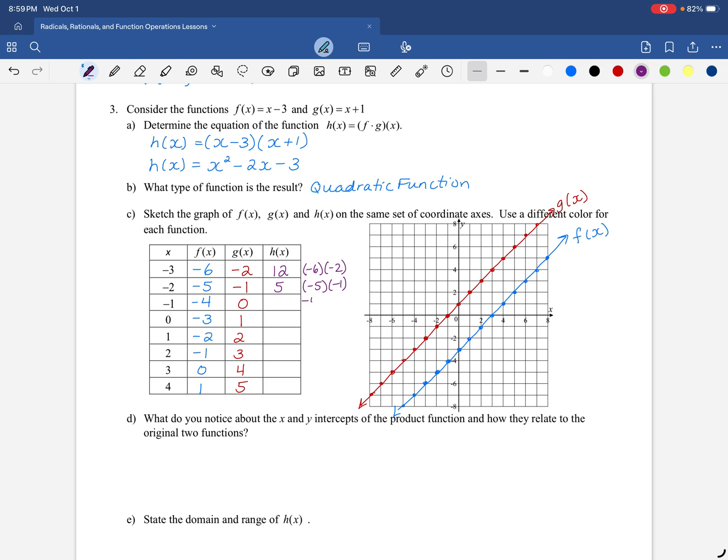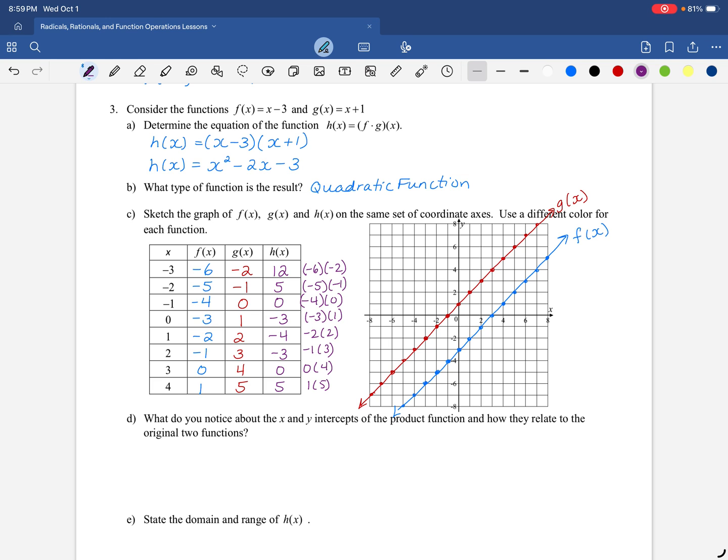Negative 4 and 0, if I were to multiply those together, it's going to give me a 0 here. Negative 3 times 1, well, that's going to give me negative 3. Negative 2 times 2, that's going to give me negative 4. Negative 1 times 3, that's negative 3. 0 and 4, well, that's going to give me 0. 1 times 5, well, that's going to give me 5. Okay, so in other words, I'm not going to be graphing h of x and looking at a table in my calculator. I have everything I need by just multiplying those y coordinates of f and g together.